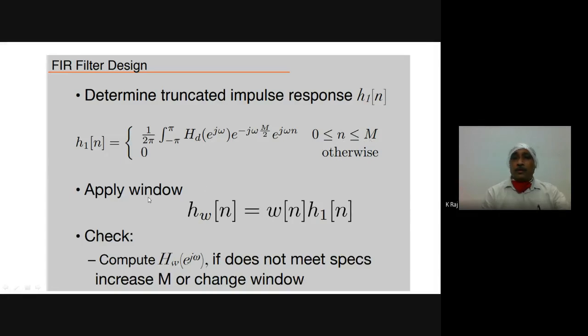Now we have to select the window and then apply the window in order to get the windowed impulse response. Again repeating, this is the truncated impulse response and the next one will be the windowed impulse response. This truncated impulse response will be multiplied by the selected window, and then we have to compute the frequency domain representation of this windowed impulse response and check whether all the specifications are meeting the required values or not. If we are not getting a satisfactory result, naturally we have to change the value of M, or change the type of the window, or both.